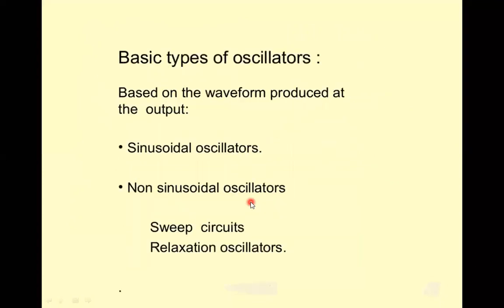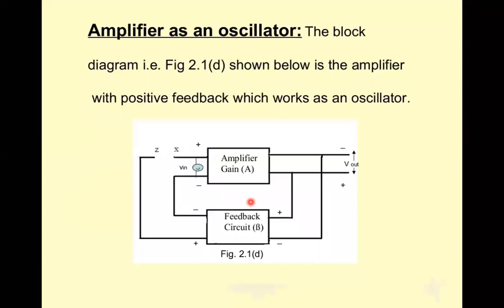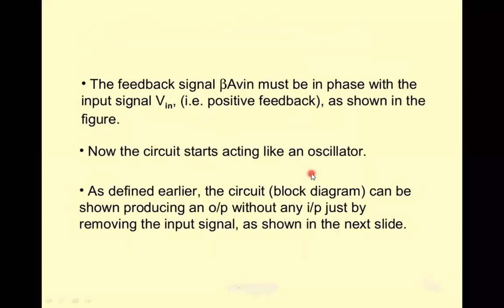So for that, what we did is this terminal Z is connected to X and the input signal Vin is removed. So there is no input signal Vin and Z is connected to X. It means there is no input. Still we can have an output as an oscillator. The circuit will look like this.